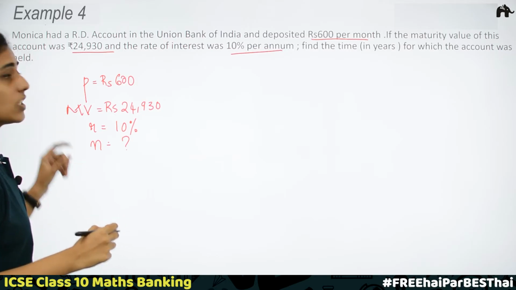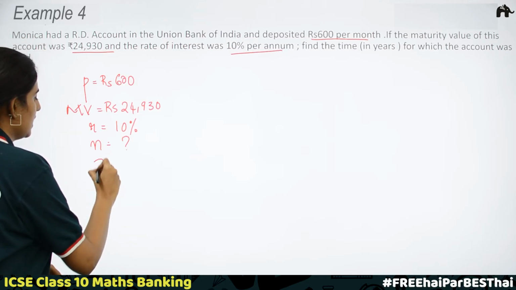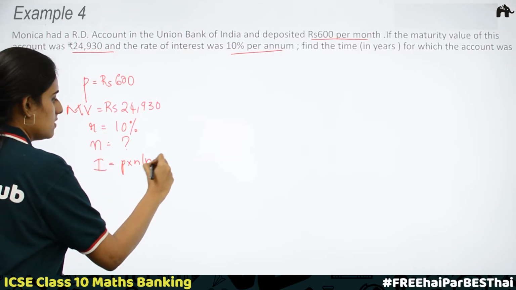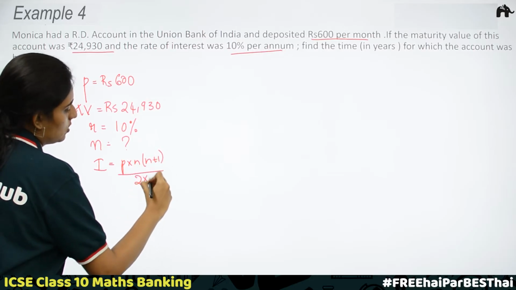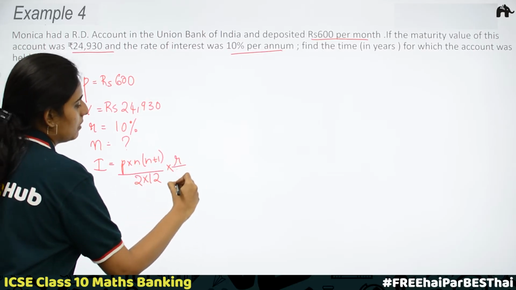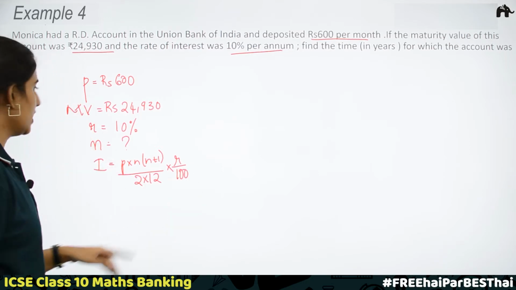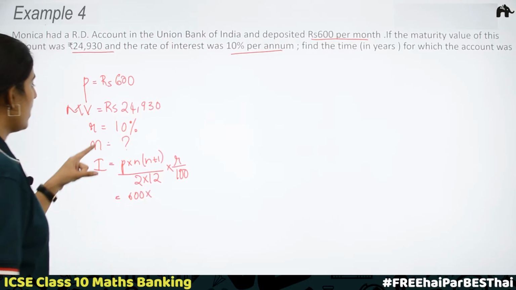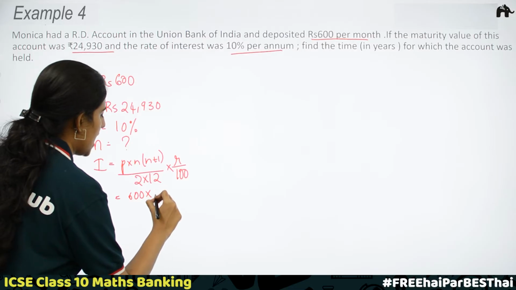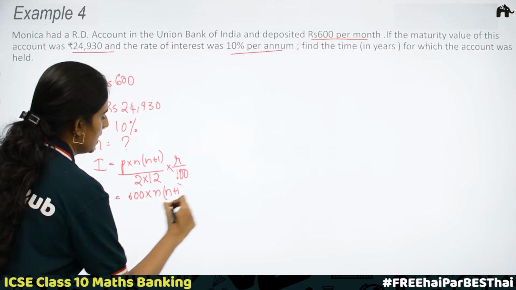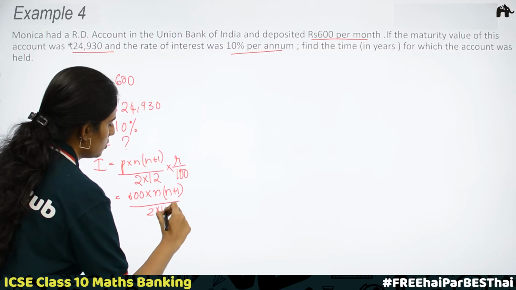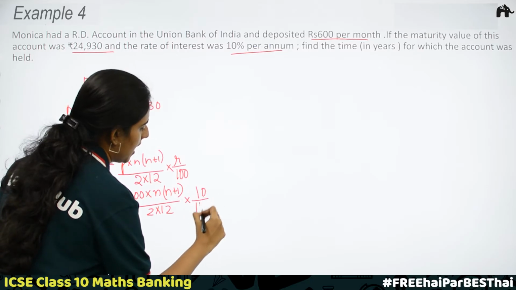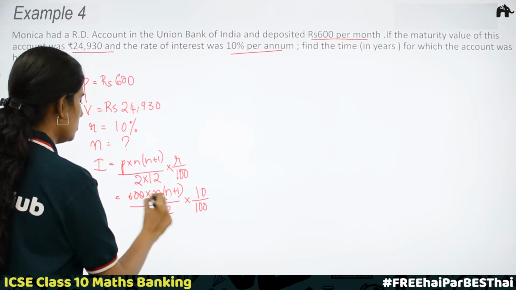So, from the given quantities, we can write interest I is equal to P into n into n plus 1 divided by 2 into 12 into R divided by 100. Just substitute the values given. P is equal to 600. 600 into value of n we don't know. So, keep it as it is. N plus 1 divided by 2 into 12 into value of R is 10. 10 divided by 100. Cancelling out the zeros.